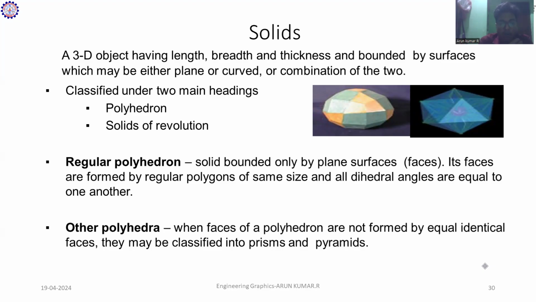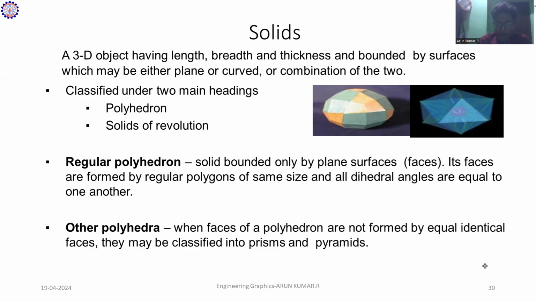Next we move on to the classification into two main headings: polyhedra and solids of revolution. So what is a polyhedron, and what is a solid of revolution? Let's move on to the basic concept of polyhedron. When you study regular and irregular, the basic difference is that in a regular one all the sides are the same size. The projection of planes is a best example of regular polygons, such as rectangle, square, triangle, hexagon, and circle. But in this case we discuss regular polygons.